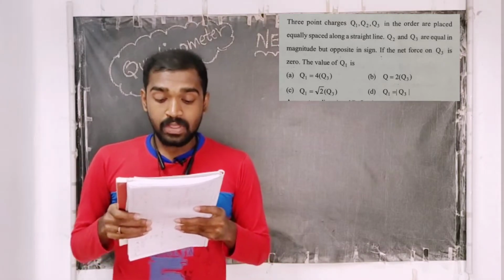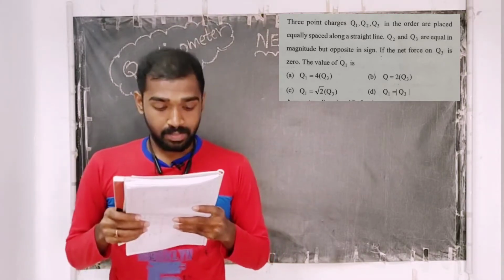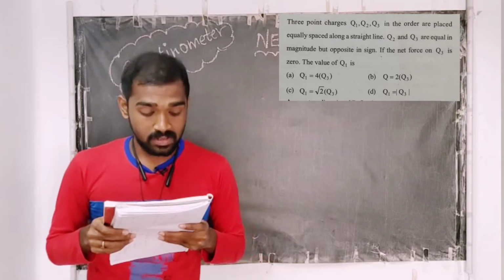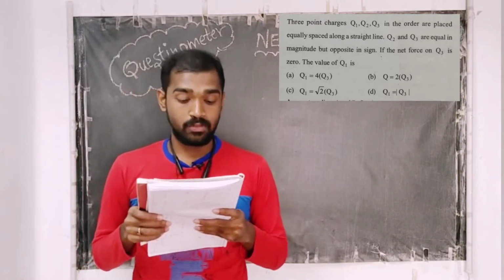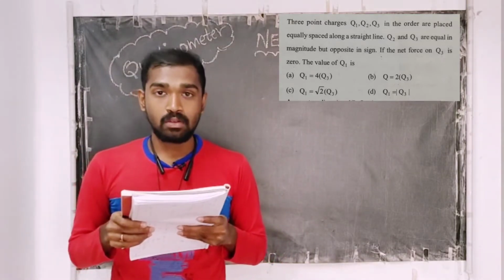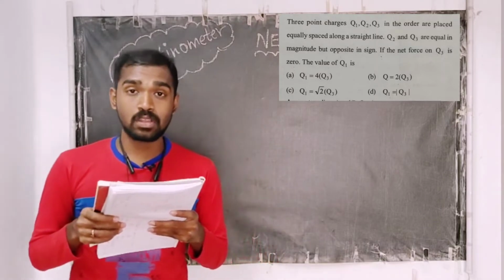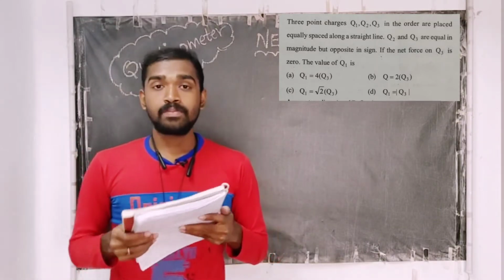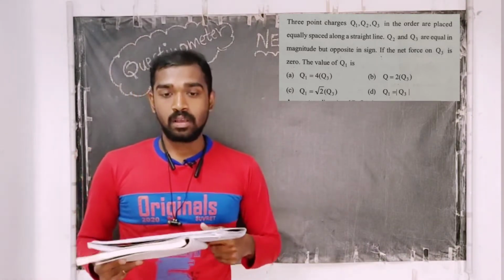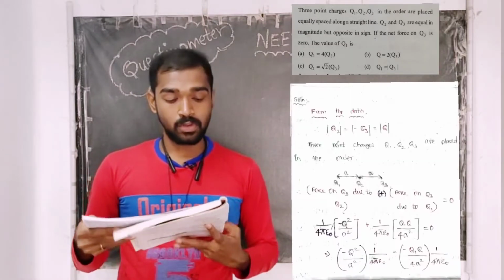Got it? So finally they have mentioned one important point: if the net force on Q3 is 0, then the value of Q1 is option A. There are four options. So we have to find it by the condition that the net force on Q3 is 0. Okay, I will give you a solution which is displayed before you.